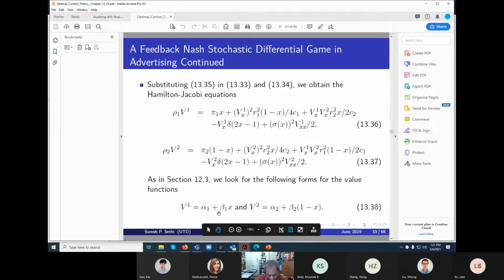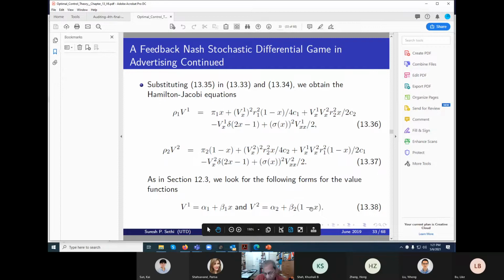Notice now, V1 is the value function of firm 1. So it's going to increase with its market share. But V2 is the value function of the second firm, and its market share is 1 minus x. So we're going to write this as 1 minus x here. That's something you need to worry about.